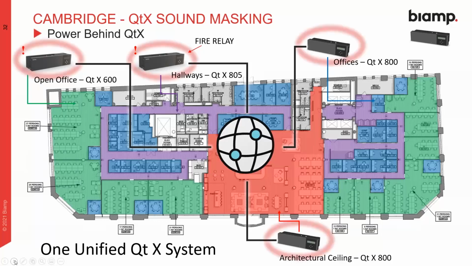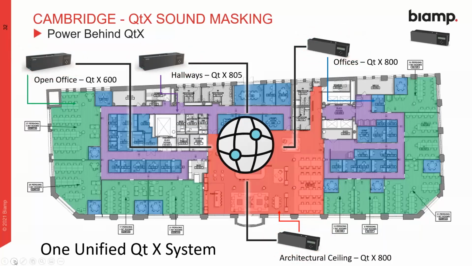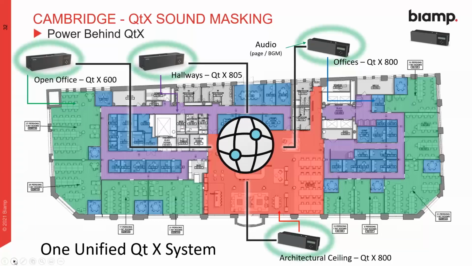So one connection mutes all of the devices on the network, whether you have 2 or 20. This same feature is available with audio inputs. So if you bring an audio input for a paging or background music signal, it allows that background music signal and page to be broadcasted to all of the other processors without the need for any other connection. Okay, so that is the power of the network with QTX.